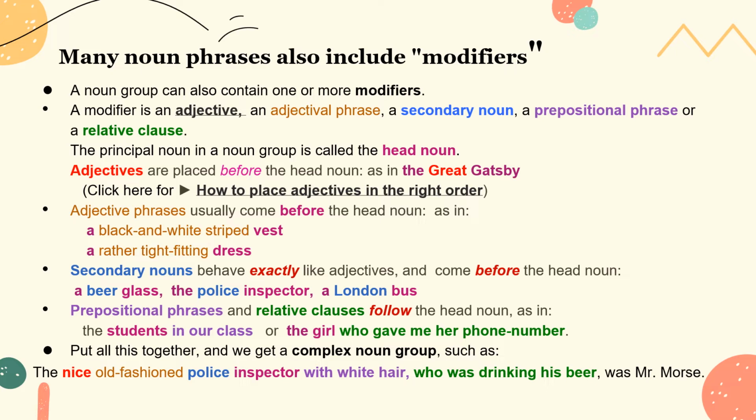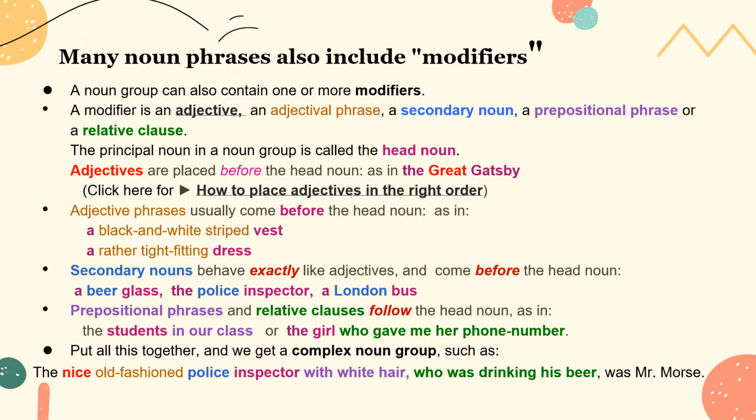And now, many noun phrases also include modifiers. A noun group can also contain one or more modifiers. What is a modifier? A modifier is an adjective or an adjective phrase, a secondary noun, a prepositional phrase, or a relative clause. The principal noun in a noun group is called the head noun.